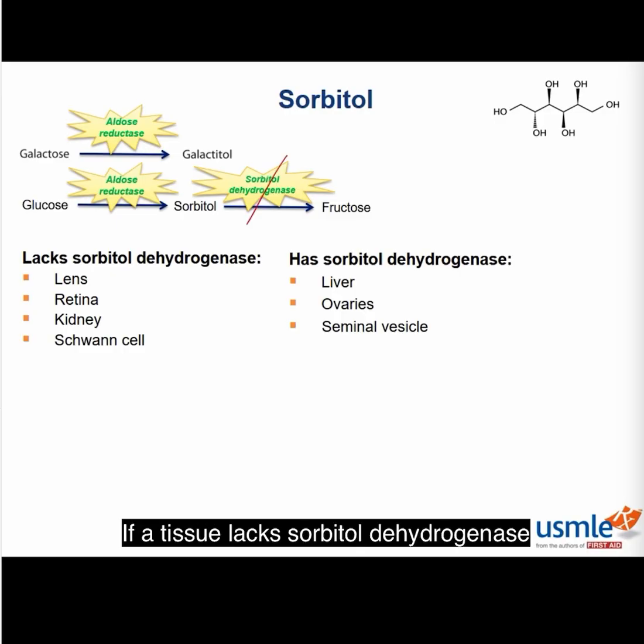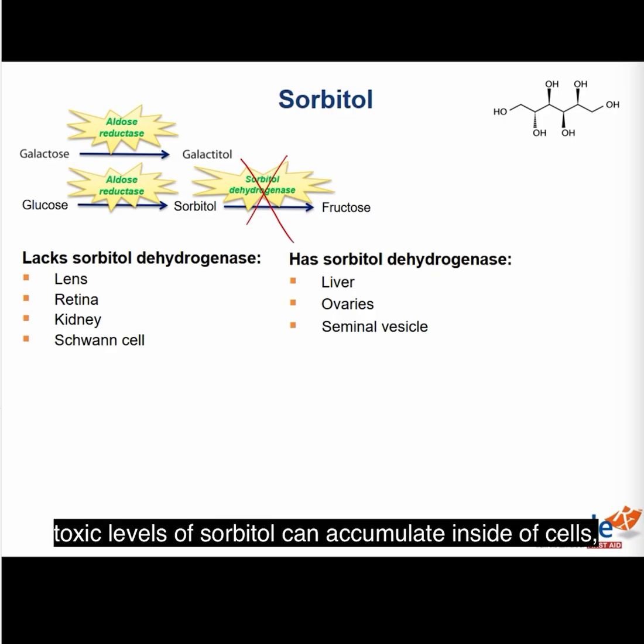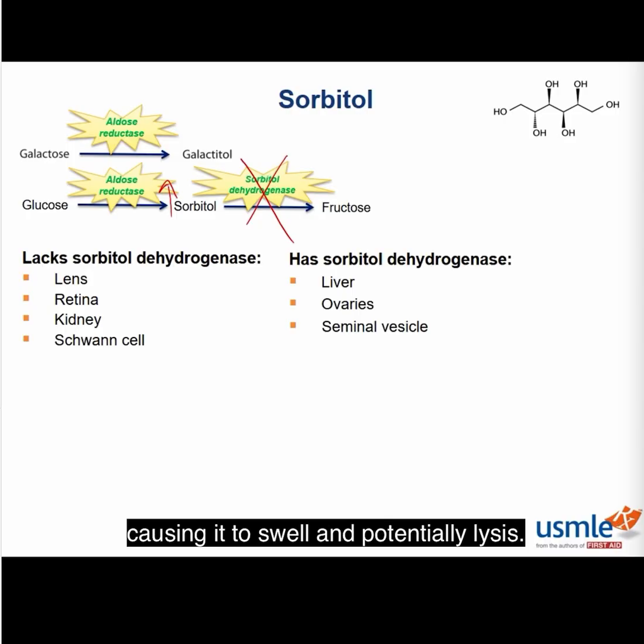If a tissue lacks sorbitol dehydrogenase to break down sorbitol, toxic levels of sorbitol can accumulate inside of cells, which causes damage due to sorbitol's osmotic activity. Like any other osmotically active substance, high levels of sorbitol can create a concentration gradient, pulling water into the cell, causing it to swell and potentially lyse. So in what disease would you expect this to occur at excessively high rates?